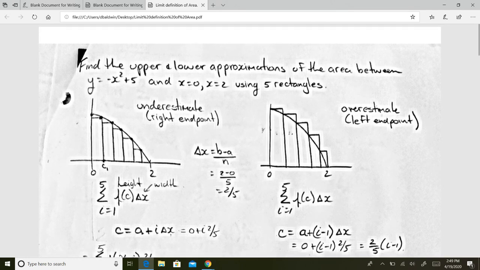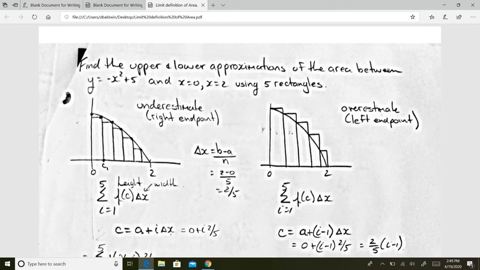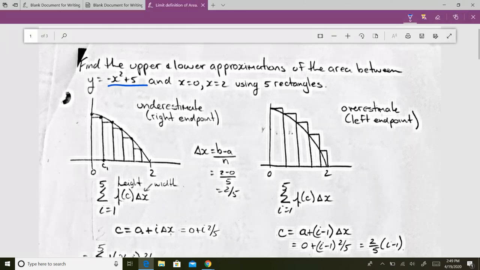So, find the upper and lower approximations of the area between y is equal to negative x squared plus 5 and x equals 0, x equals 2 using 5 rectangles. So this is a parabola, okay, upside down. Boom. We're going from 0 to 2. We have 5 rectangles, so I've drawn them in. All right. We are underestimating, so we're using these points right here for this one. It's the right end point.